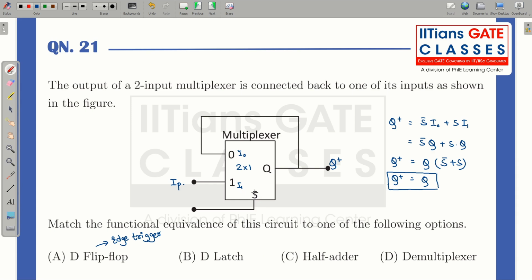So here you can see if I momentarily give 0 or 1 to S, the multiplexer inputs will not be selected. For the input lines to be selected, we should have a positive level or a negative level. So this is equivalent to a D latch, because here we have level triggers. So the correct answer for this question is D latch, not D flip flop.